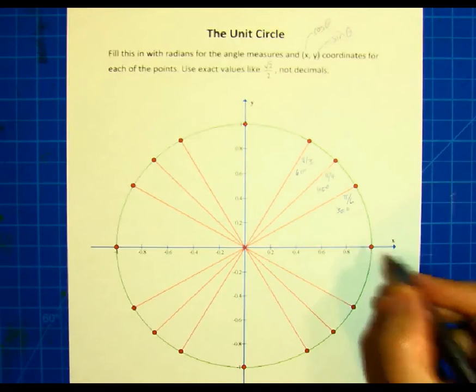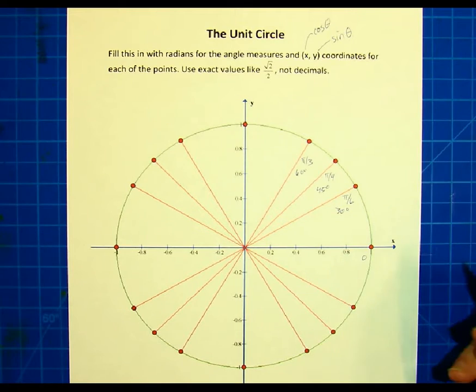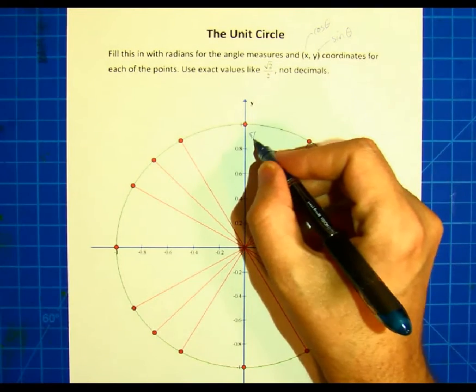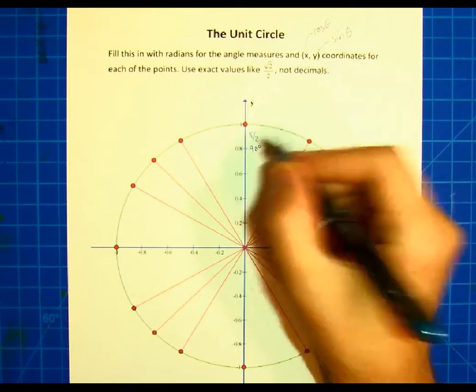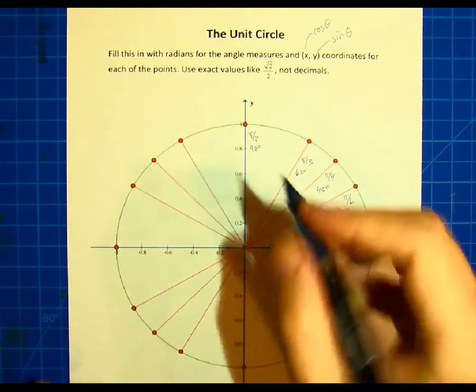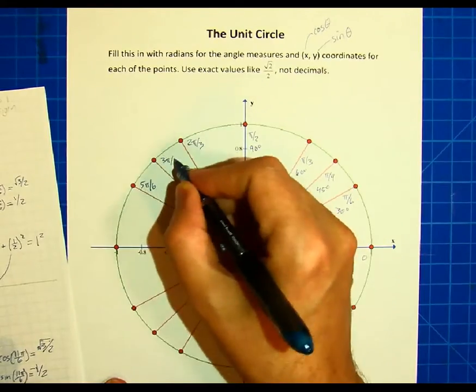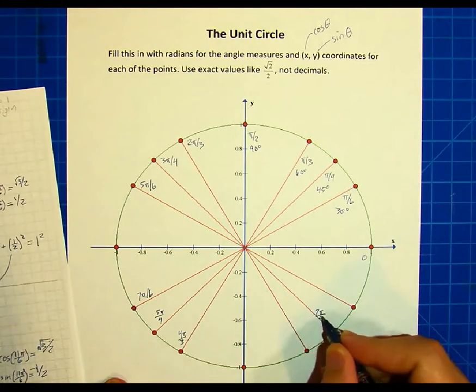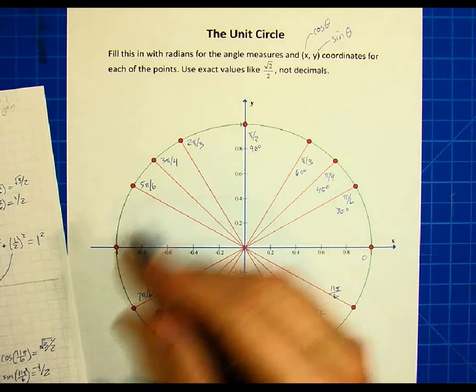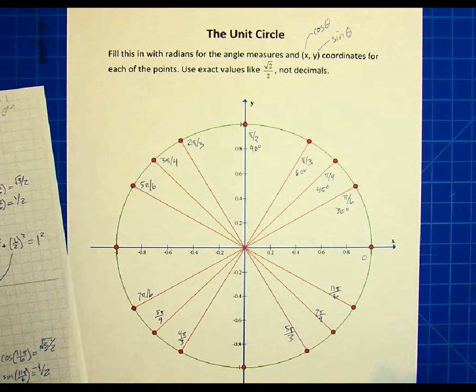This is 0, so 0 radians or degrees is the same. This is pi over 2 radians or 90 degrees. And just go ahead and fill in the rest of it the same way. So we got all the radians filled in, so now we can do some of these pretty easily.